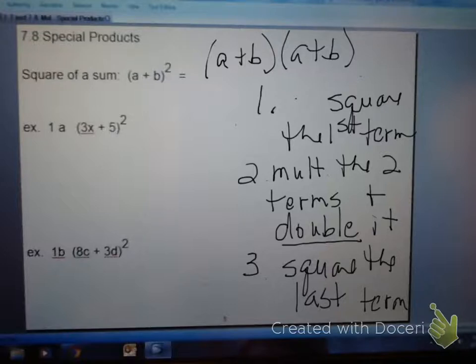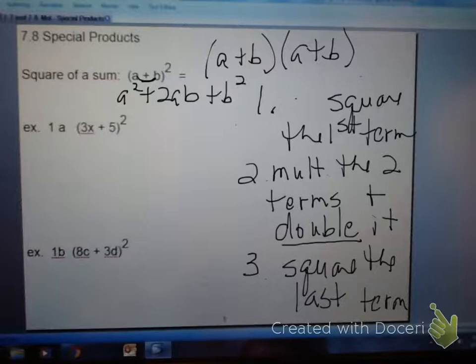Square the first term. So it's a squared. Step 2, multiply the two terms and double it. So if we multiply these two together, that's 1ab. Double it gives you 2ab. And then step 3, square the last term. So let's do it with some numbers.